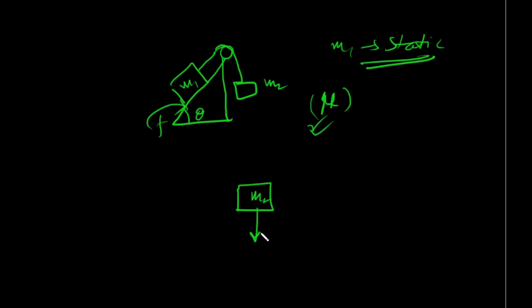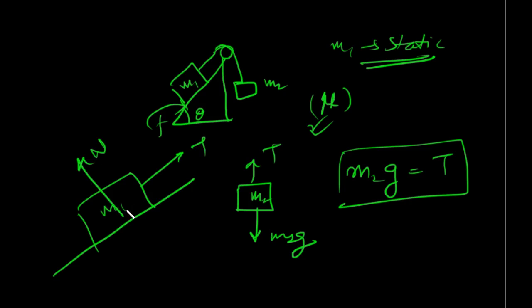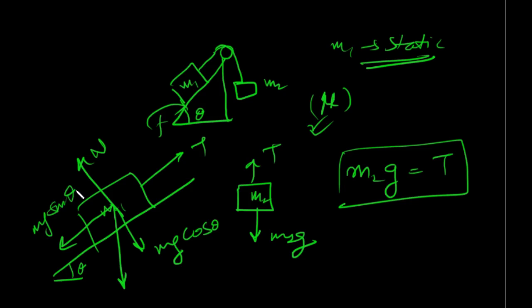Let's say m2. There are only two forces, m2g and T. So since they are static, this means m2g will be equal to T. Now let us draw the free body diagram of m1. There is the tension over here. There is this normal and there is this weight. Because weight is vertical, there will be two components of weight. This will be mg cos theta because this angle is theta, and this will be mg sin theta, right? And this will be the static friction force.